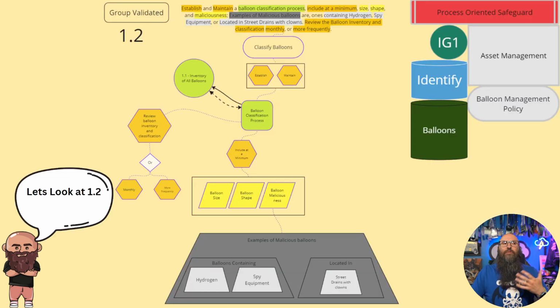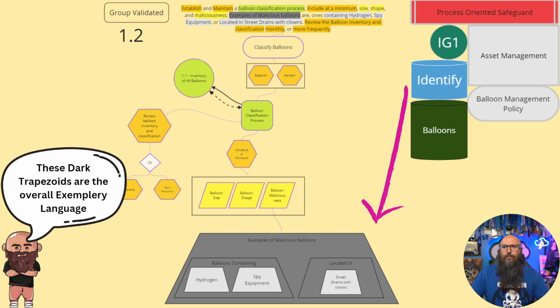At 1.2, it says we must classify balloons. Establish and maintain a balloon classification process, including at minimum size, shape, and maliciousness. Examples of malicious balloons, they're giving us exemplary things, right? They're containing hydrogen, spy equipment, maybe located in street drains with clowns. Those are malicious balloons, and we want to identify them. Review the balloon inventory and classification monthly or more frequently.